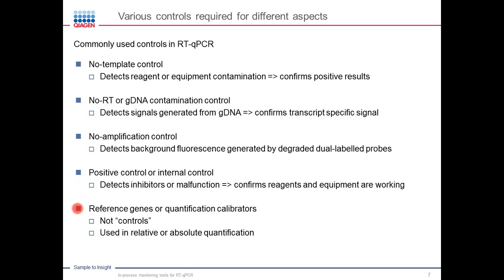These are used for a different purpose. By that they are not really controls, simply because they will not be able to detect any type of inhibition, because also housekeepers or reference genes will undergo a certain variation caused by the efficiency of our RNA, even DNA extraction. Their purpose is to be utilized in relative or sometimes even absolute quantification, depending on which type of experimental setup we are looking at.